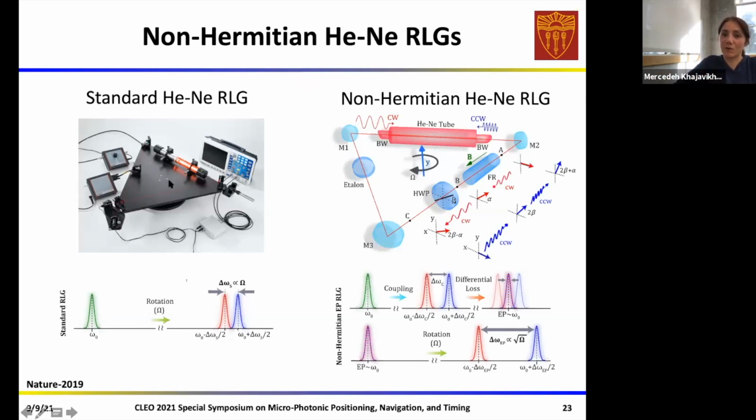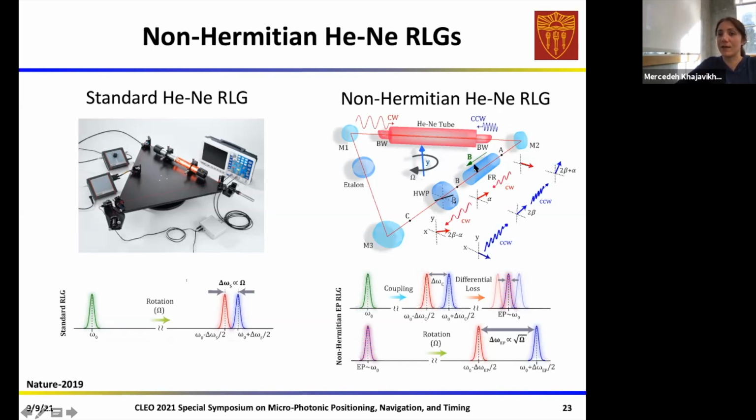So basically how it works, as I said, you have a resonator. If it's static, if it doesn't rotate, the counterclockwise and clockwise modes will see exactly the same frequency because the trajectory is exactly the same. And that's what you see. Now, when you put it in a rotating frame, what you observe is a splitting between these two frequencies.